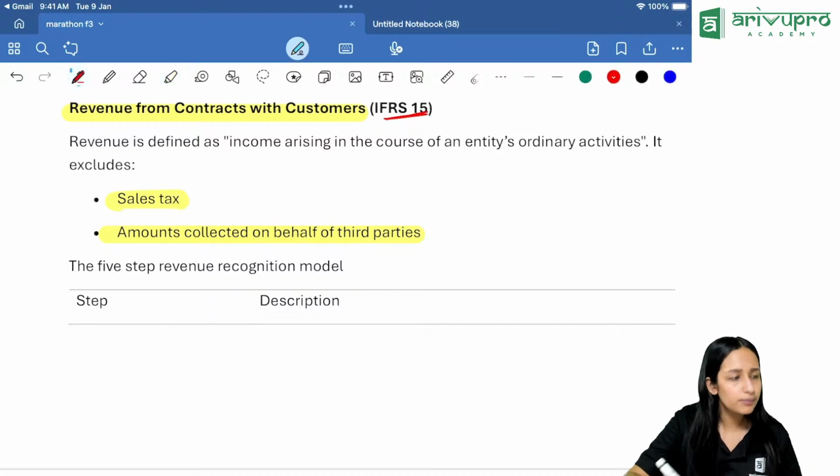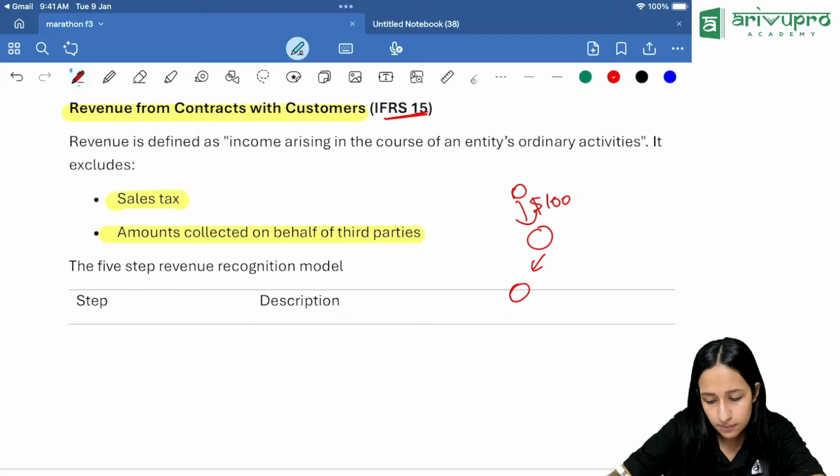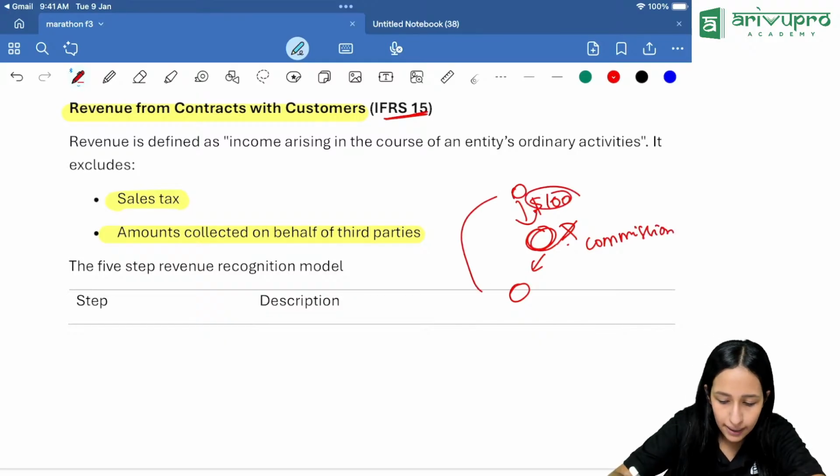What is the meaning of amount collected? Now, someone is selling us $100 worth of goods and we are selling the same goods to someone else. So here we are not making any profit except for commission, because the profit on all these 100 goods goes back to this person.